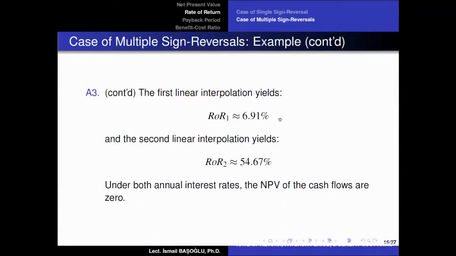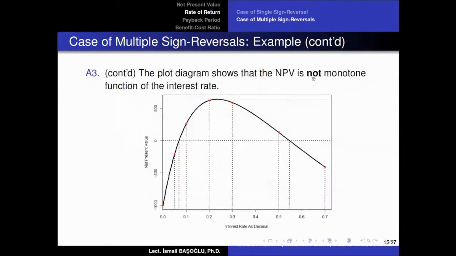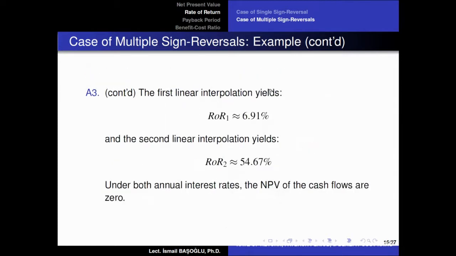Now we can apply linear interpolation between 5 and 10% here, and we can apply another linear interpolation between 50 and 70% here. And each of these rate of return values will be calculated as 6.91% and 54.67%, which means this investment, this cash flow structure, has a rate of return that is both equal to 6.91% and 54.67%. Okay, so there are multiple rates of return for this cash flow structure.